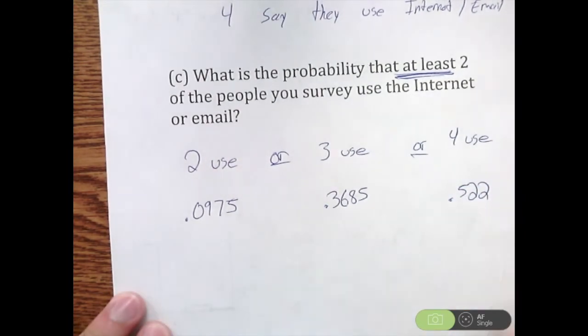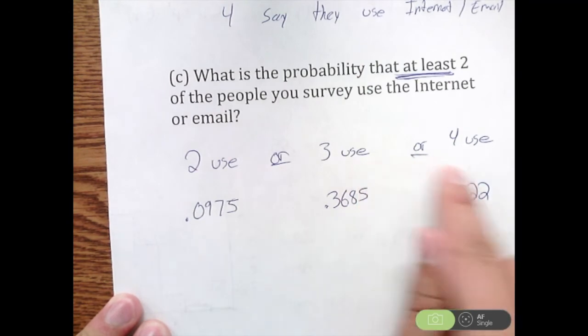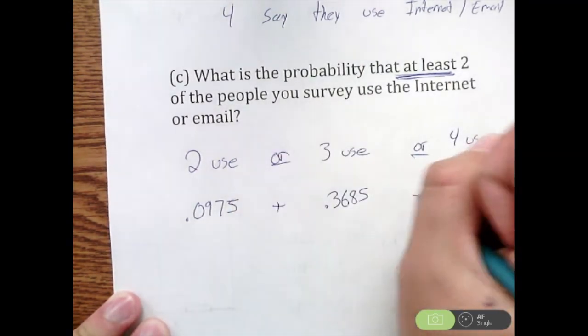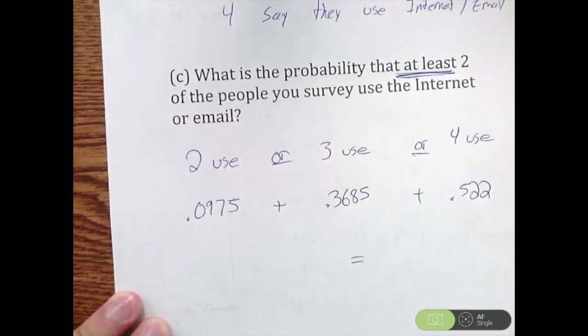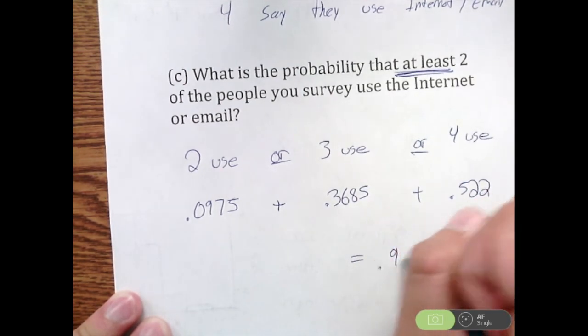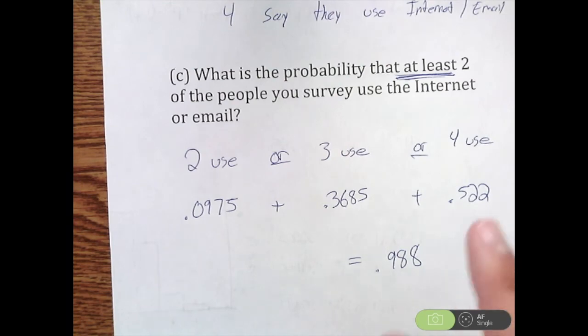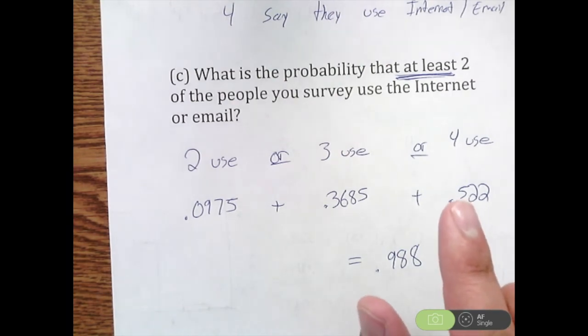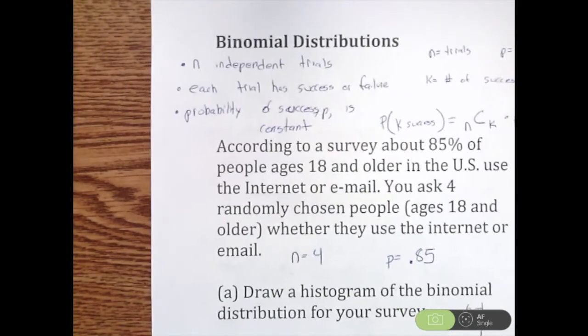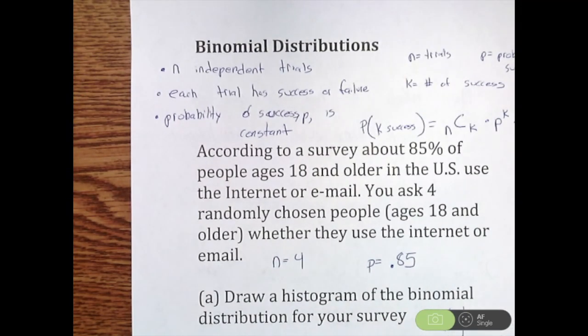Well, what do we do with these 3 numbers? It's 2 use or 3 use or 4 use. So we're going to add all those up, and when you do, you get 0.988. So there's a 98.8% chance that at least 2 people out of the 4 surveyed say they use internet or email. And that was binomial distributions.